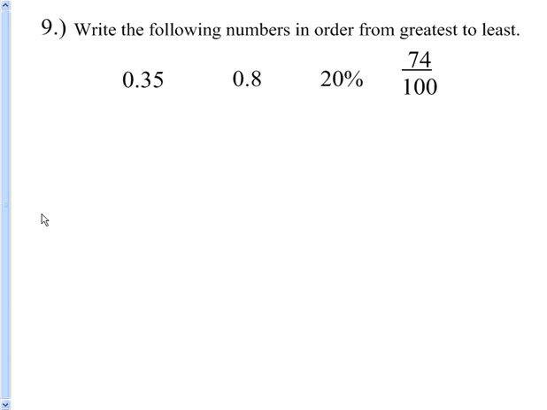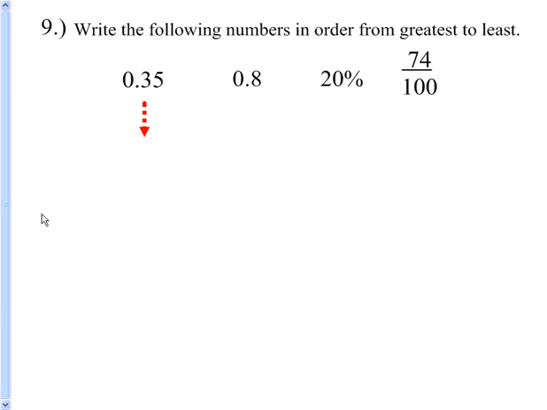Right now, they're mixed into percents and fractions and decimals. We're going to write them all as decimals because it's easier to compare that way. And then we're going to put them on a number line, and then we're going to go back and make sure that we're writing them, in this case, from the greatest to the least. So let's begin and put the numbers all into decimal form.